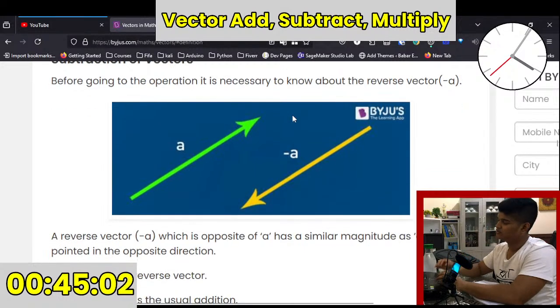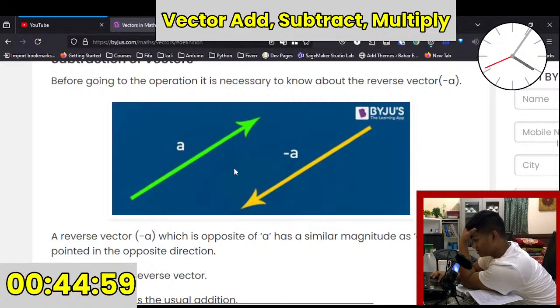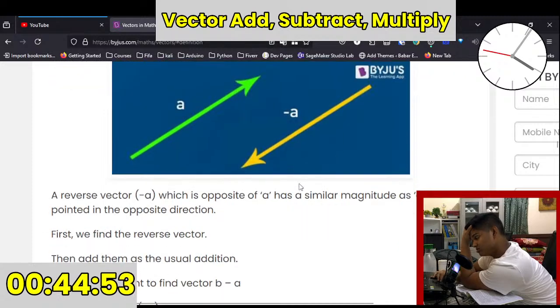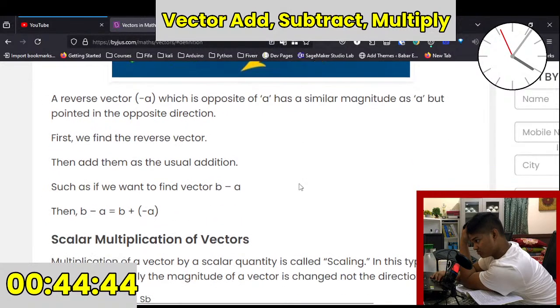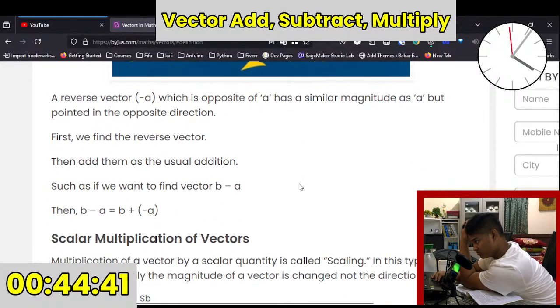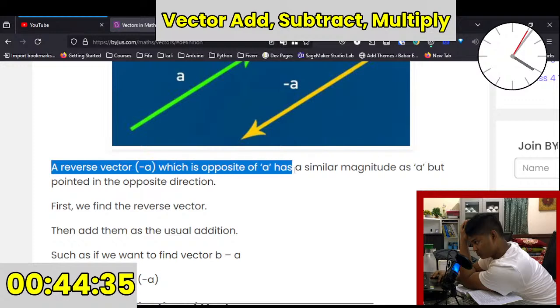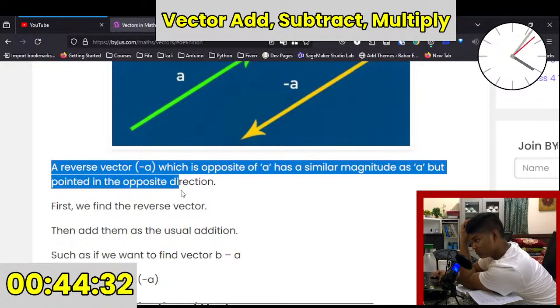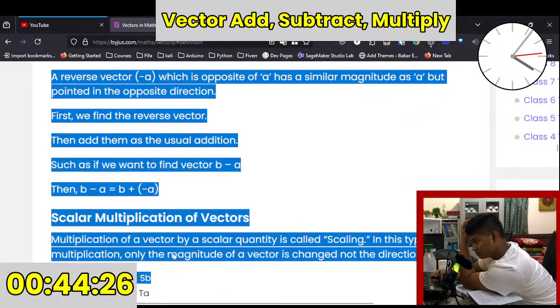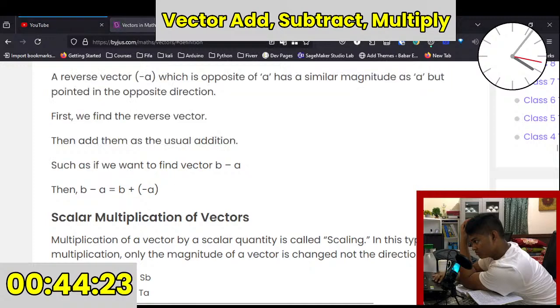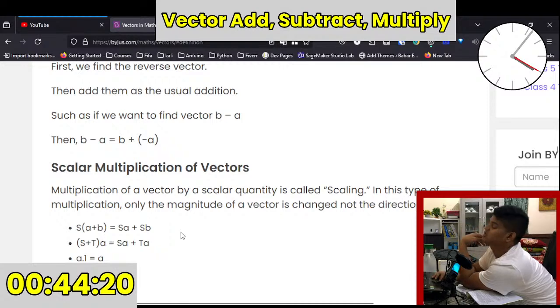You see, this opposite vector concept is really confusing to me. Scalar multiplication.